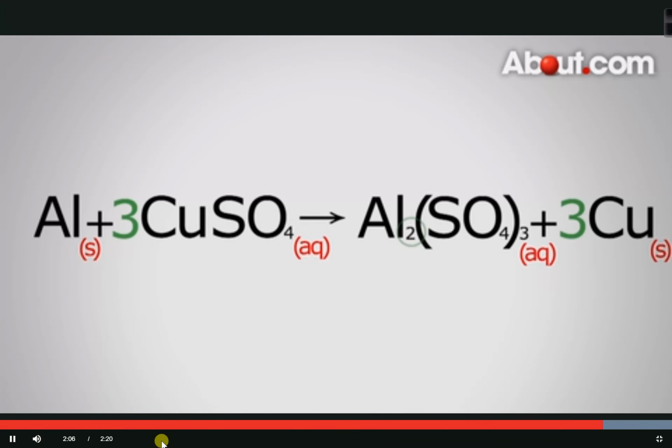Since the right-hand side has 2 aluminums, we need to also have 2 on the left. And this is how you balance a chemical equation.